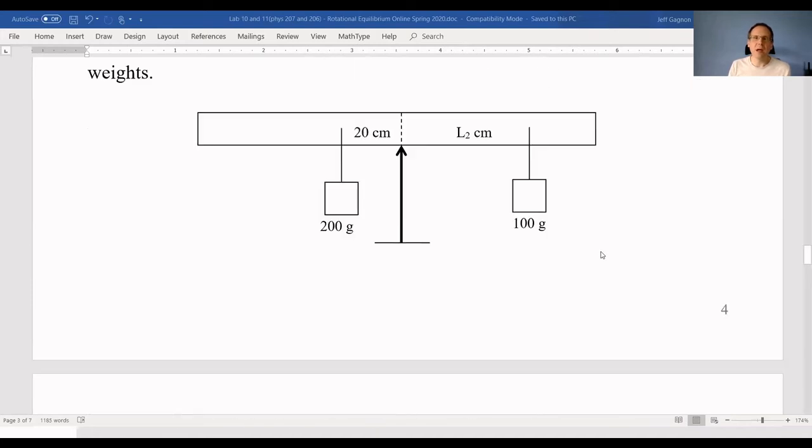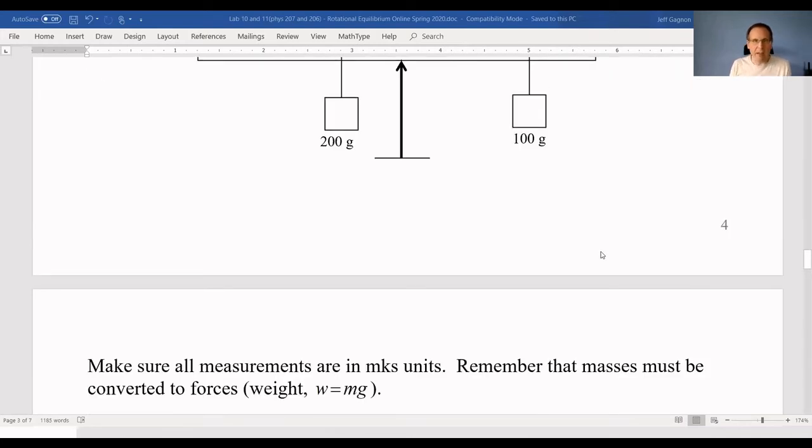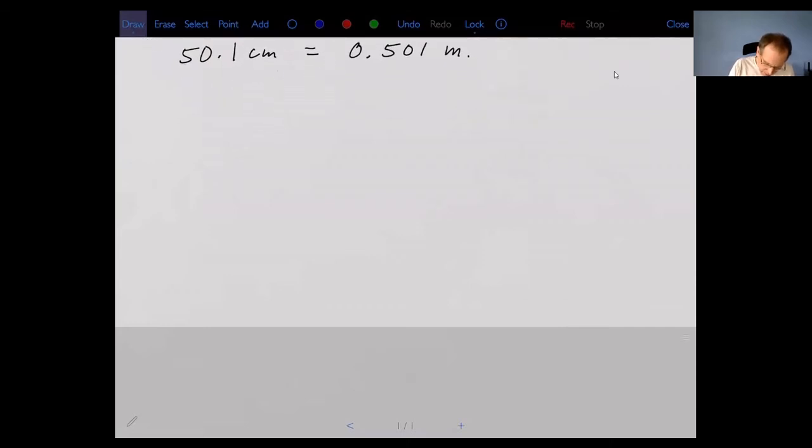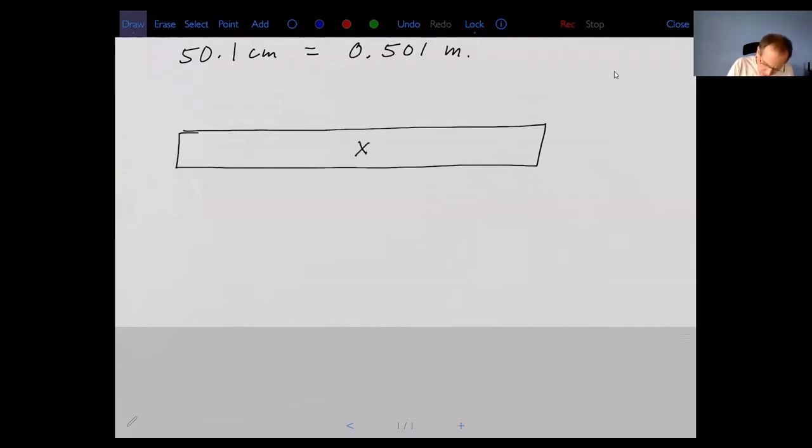All right, so let me go back to the iPad and show you how to set this up, because you'll have to do these torque calculations. Okay, so again, in our case, our center of mass was at 50.1 centimeters, right? And that's where I want to put my knife edge and my stand, and I'm considering the axis of rotation to be right at that point, at 50.1.